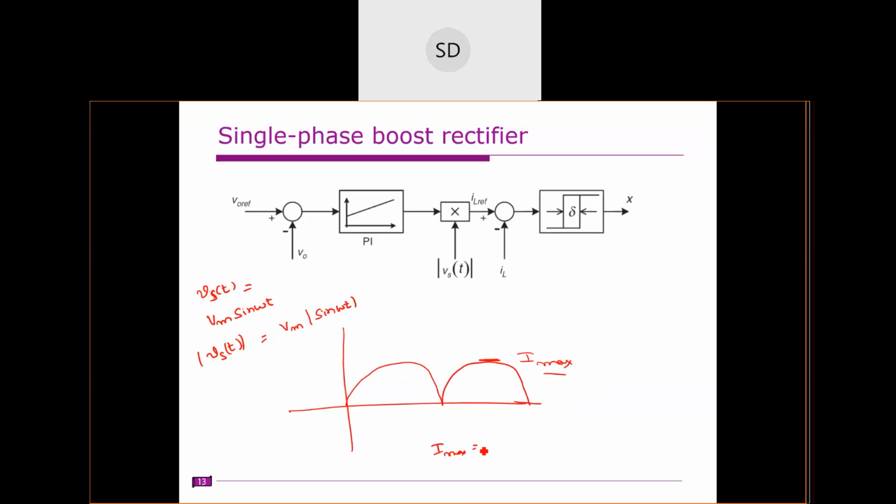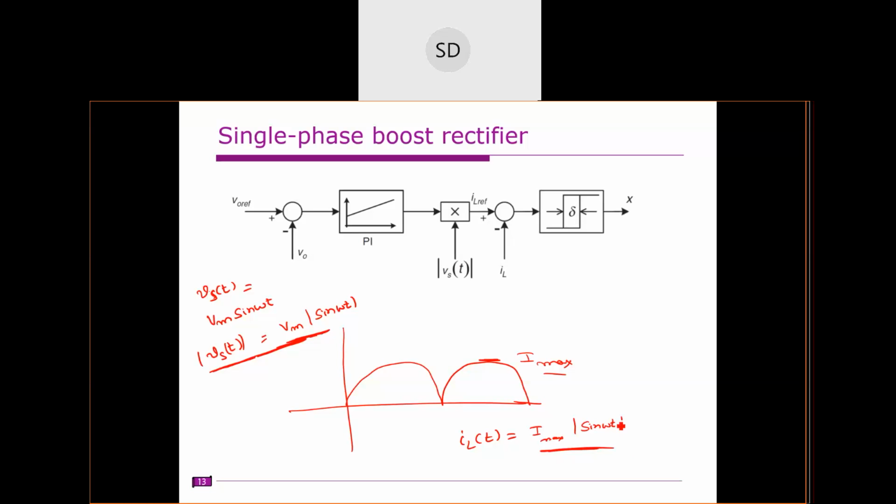So your current I maximum, right? What is the expected shape of your inductor current IL of t? It must be in phase with this Vs of t, so that means we can write it as I maximum sine omega t. So that is the inductor current we are actually expecting.